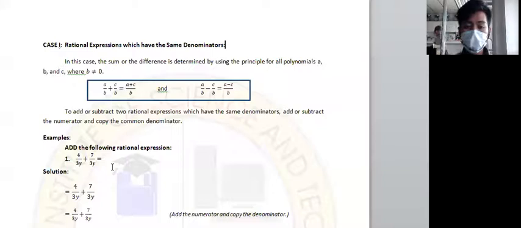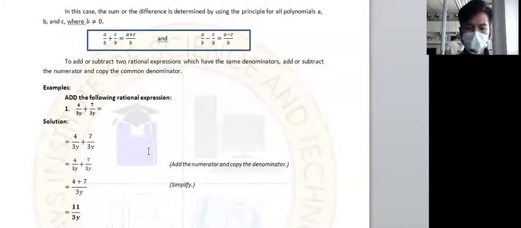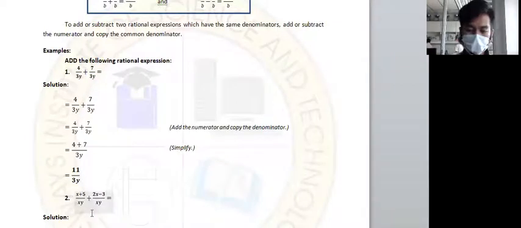Ulitin ko po, dahil po parehas na po yung denominator po natin, we need to copy the denominator. Then kailangan po natin pagsamahin yung numerator po natin which is 4 and 7. So we need to simplify. 4 plus 7 is equal to 11. Then copy the denominator which is 3y. So our final answer is 11 over 3y.